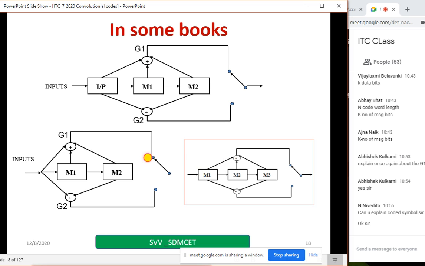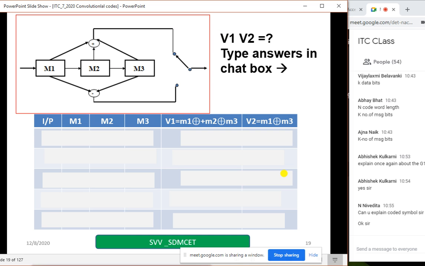It depends on the book, but try to understand, the concept will remain same. Either they draw like this, or they draw like this, or they are joining all the 3. All are same. In some books they refer like this, some books they use like this. Don't worry, the concept will remain same. Try to understand it. Now those who had a little difficulty to understand in the previous slide, now I am sure they will understand. No doubt input and M1 both are same in our case.